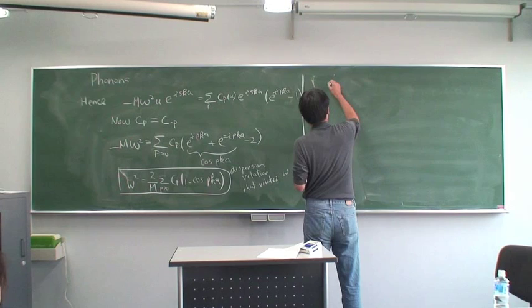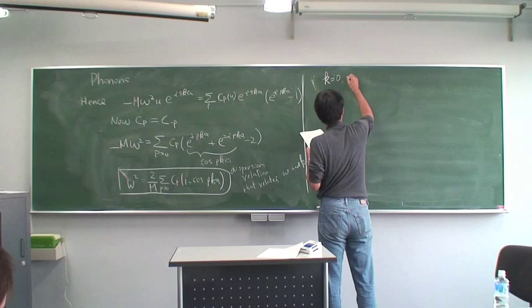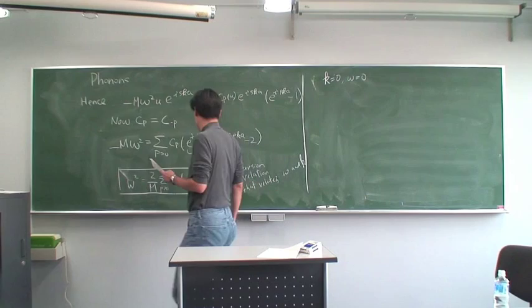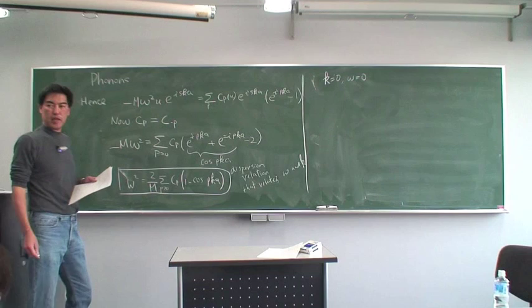At k equals 0, omega equals 0, right? At k equals 0, omega equals 0, because we have 1 minus cosine pka.